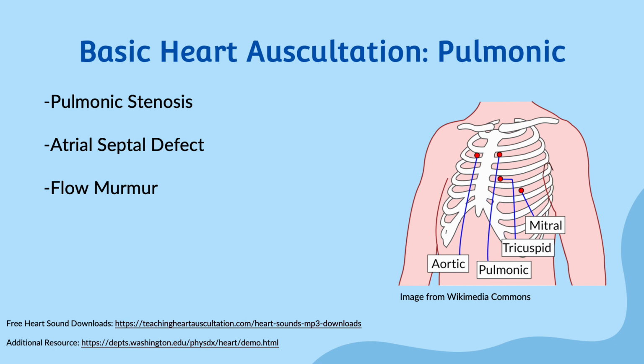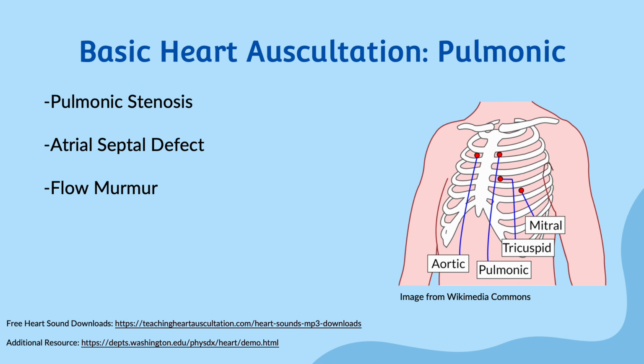To hear the pulmonic valve, you will want to place your stethoscope in the left second intercostal space at the left sternal border. The pulmonic valve closes at the end of systole, and the sound you will hear is known as the pulmonic component of the second heart sound, or S2. Murmurs best heard at the pulmonic listening post include pulmonic stenosis and atrial septal defect. Flow murmurs may also present loudest at this position as well.